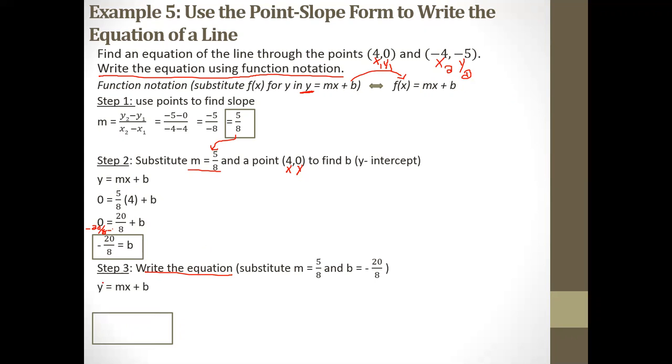Remember, the slope-intercept form is y equals mx plus b. We're substituting 5/8 for m and negative 20/8 for b. However, for this particular problem, we were asked to use function notation. So instead of the y on the left side, we would have f of x. The final functional notation would be f of x equals 5/8 times x minus 20/8.